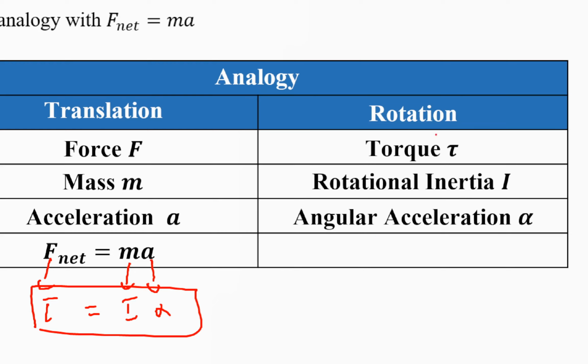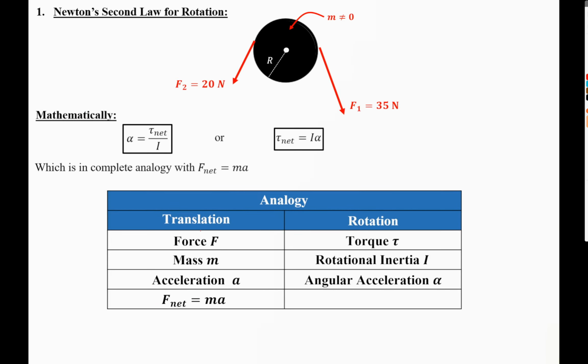So let me repeat it again. Newton's second law for rotation can be understood by analogy from Newton's second law for translation, and is given by tau net is I multiplied by alpha.